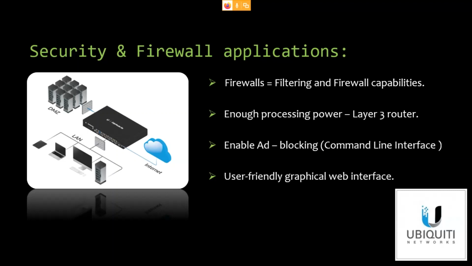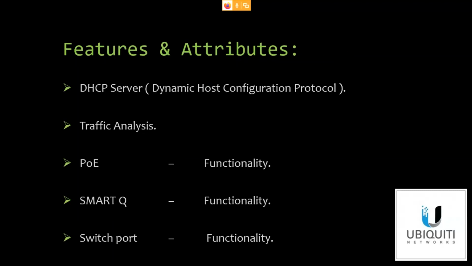Right, let's have a look at the features and attributes. The DHCP server, dynamic host configuration, of course. This is one way of setting up a profile, basically, that will allow your devices that connect to that profile certain criteria. Traffic analysis, the POE functionality, smart queue functionality, and then, of course, the switch port functionality.